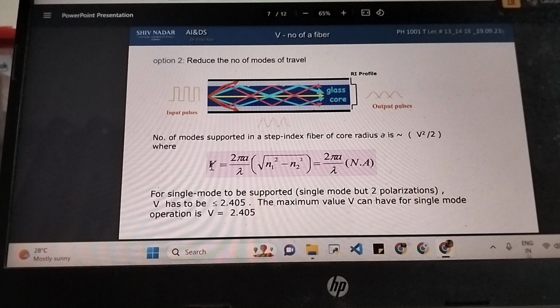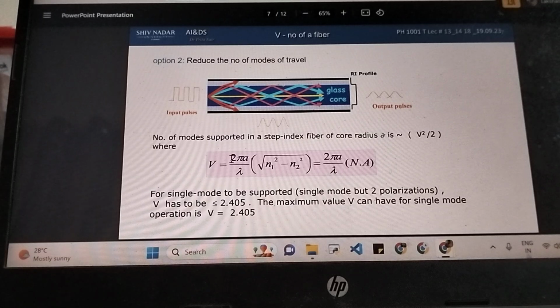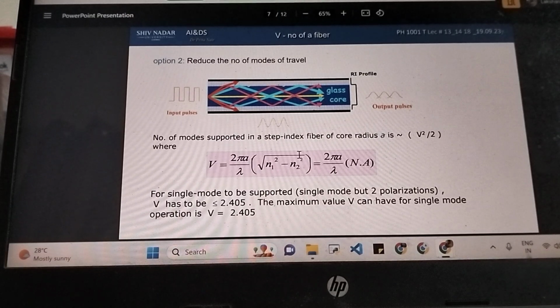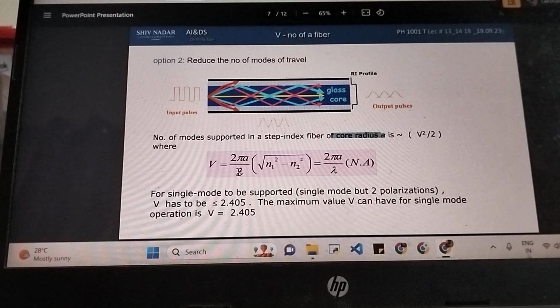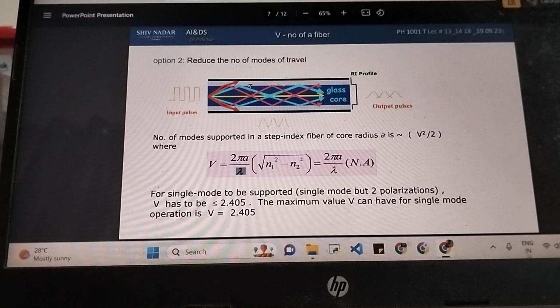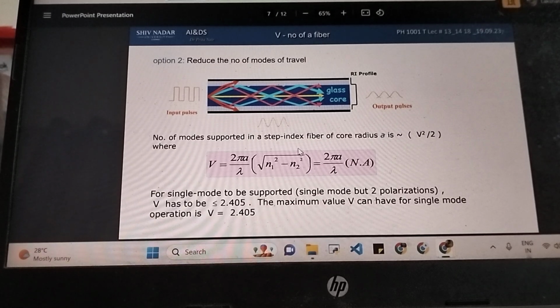So we have something called the V number, which tells us how many modes our cable can support. The formula first of all is 2πa/λ times root of n1 squared minus n2 squared. 2 and pi are constants. a refers to the radius of your core. Lambda is the wavelength of your laser light, and this is the formula for the numerical aperture, as we just saw.